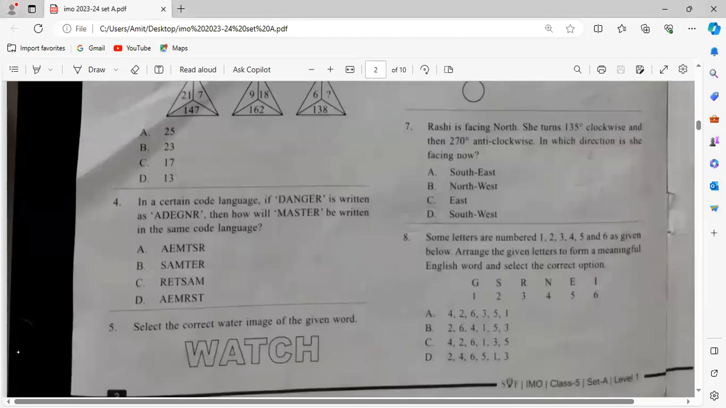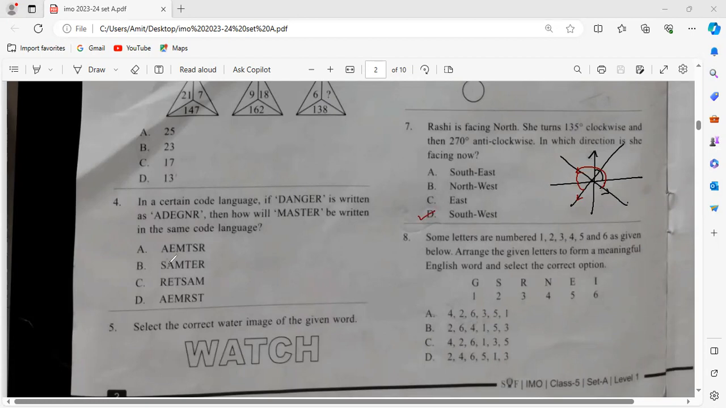Then we go to question number 7. Rashi is facing north. She turns 135-degree clockwise. So whenever you have a question like this, you do it like this. Rashi is facing north, then she turns 135-degree clockwise. So this is 45, 90. So this is 135-degree clockwise, and then 270-degree anti-clockwise. So anti-clockwise means this whole is 90, then 45, then 90. So this is 270-degree anti-clockwise. So in which direction is she facing now? It will be option D, which is southwest.